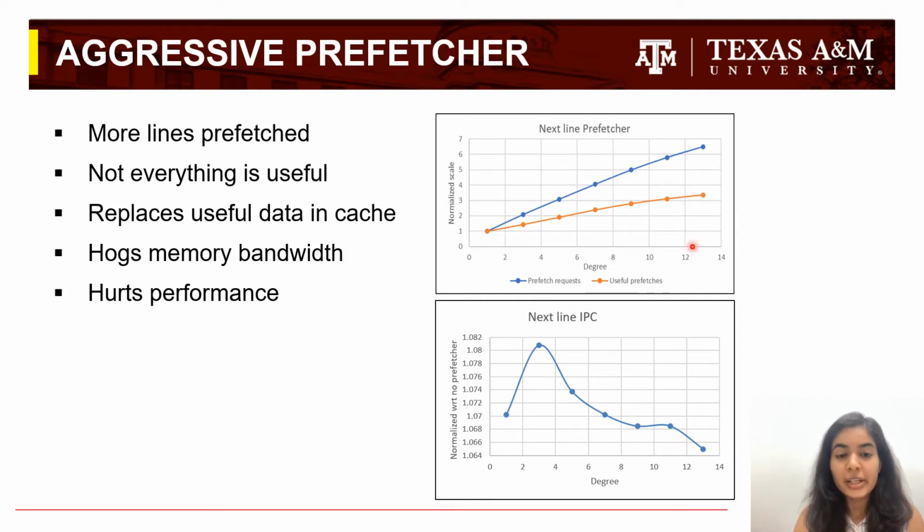So effectively, as we increase our degree, the difference between the useful requests and the prefetch requests sent out by the next line prefetcher increases. This ultimately starts to hurt our performance. If we compare the IPC of the next line prefetcher along with its degree, we see that the best IPC is achieved at a degree of 3. And as we keep on increasing the degree, the IPC of the next line prefetcher goes down.